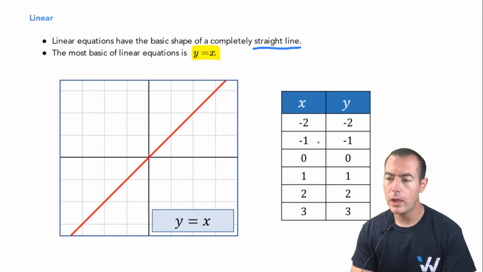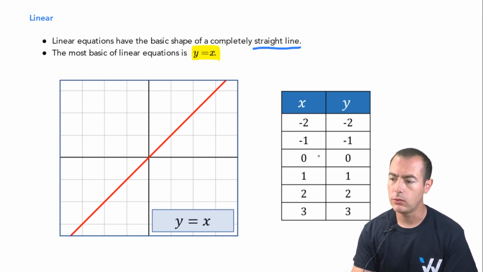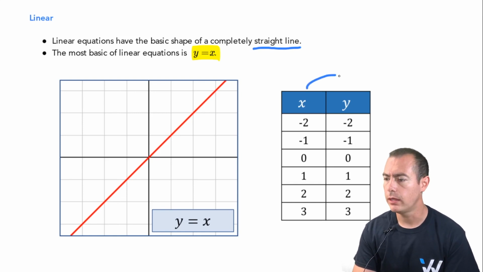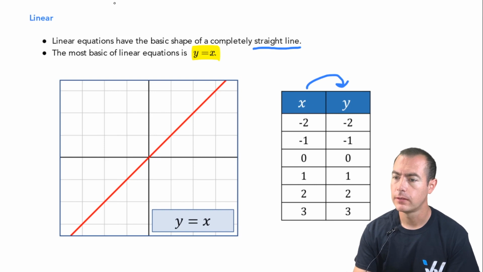Now, since its equation is fairly nice and simple, y equals x, what we see in the table of values is, whatever value we have for x, that's the same value that we get for y. So these things are exactly the same for that y equals x equation. All right, not too bad. Let's take a look at the next one of these.